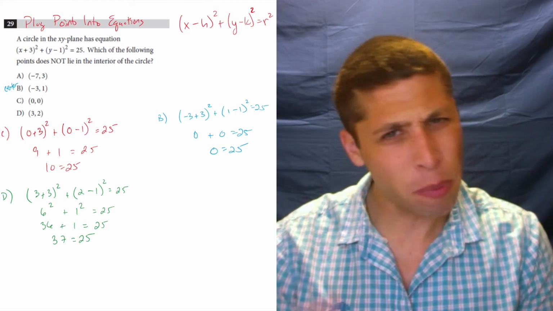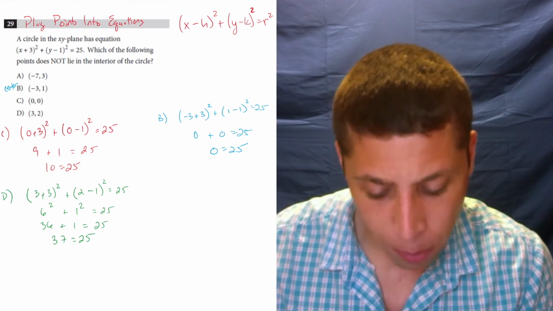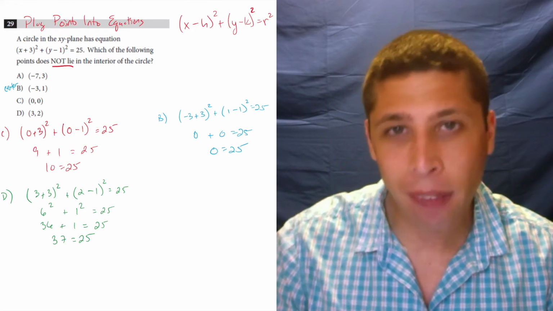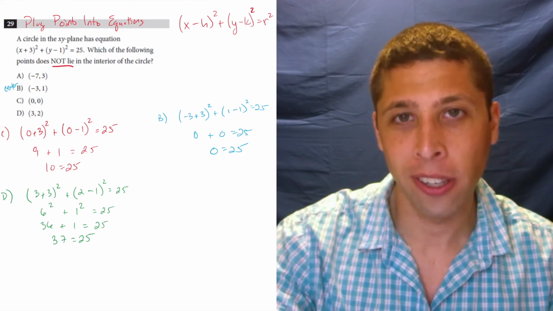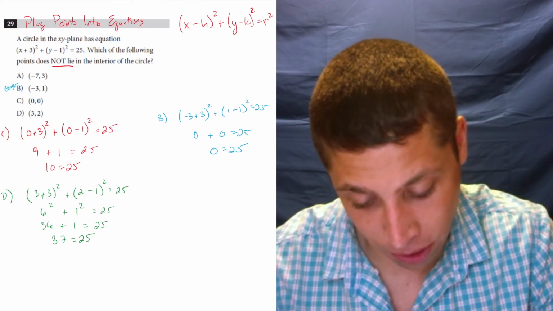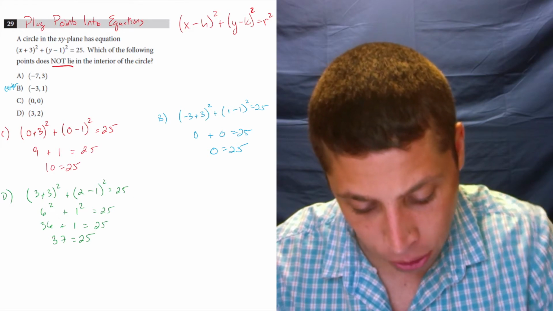So going back to the question for a second, we want a point that does not lie in the interior of the circle. So obviously the center of the circle is inside the circle. So that might help us later. Let's just finish the job here and do choice A.